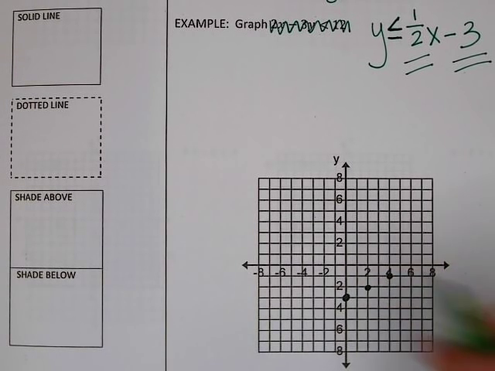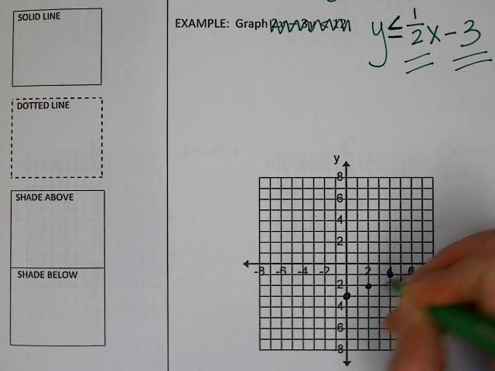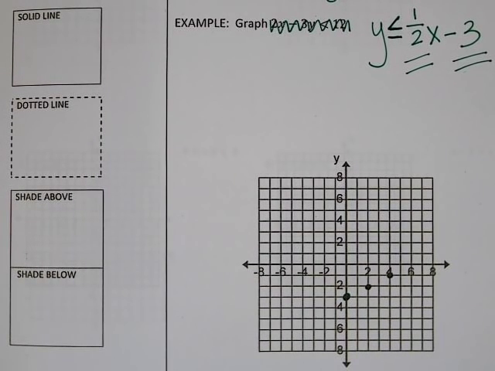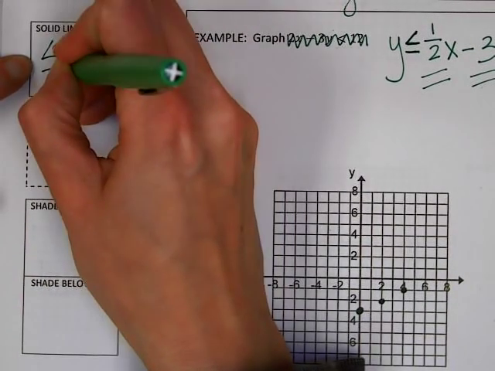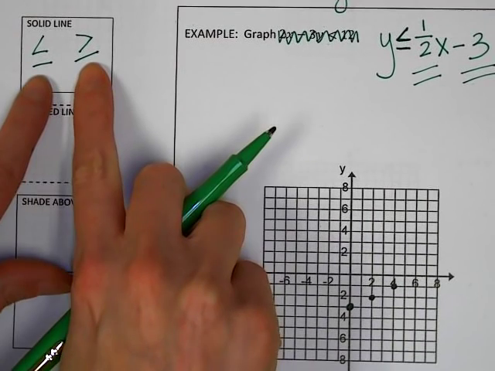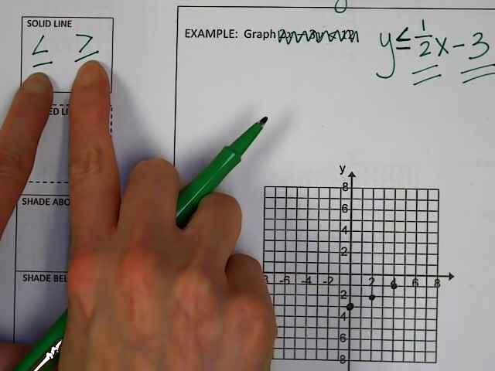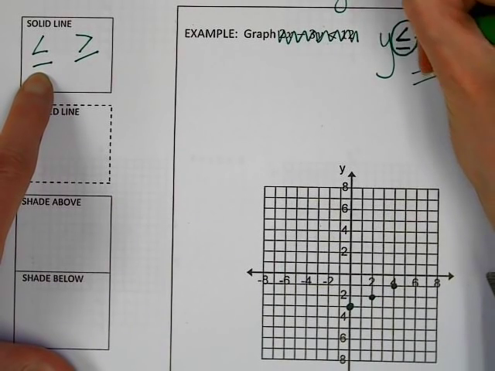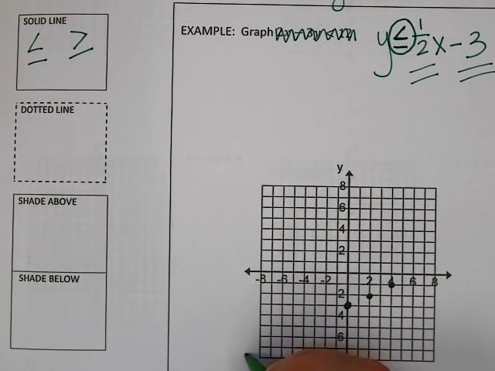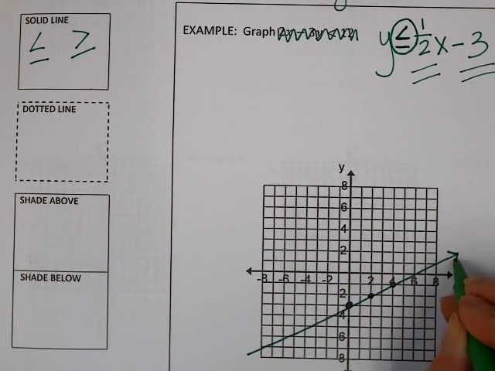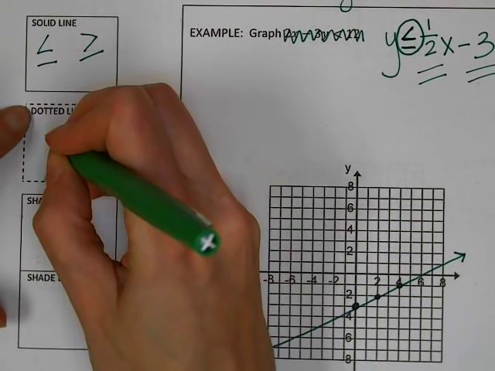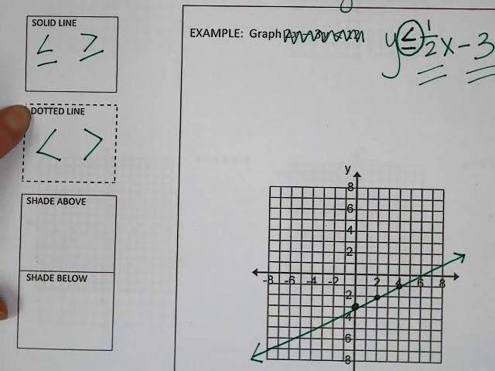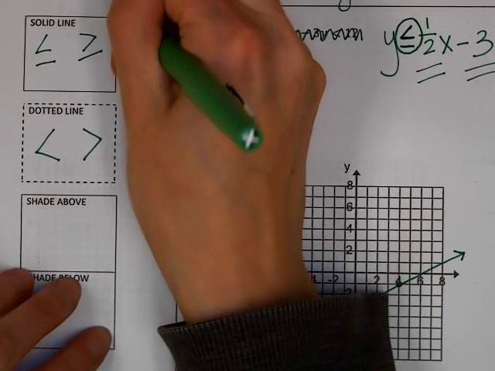Now here's the new stuff. We're not going to actually draw a line necessarily. Okay, so here's how you tell. You make a solid line if it's less than or equal to or greater than or equal to, because the equal tells you that the line is included. So notice we have less than or equal to, so we actually are going to make a solid line. You use a dotted line if it's just less than or just greater than, but not equal to.